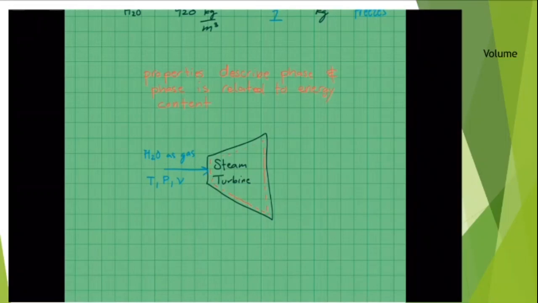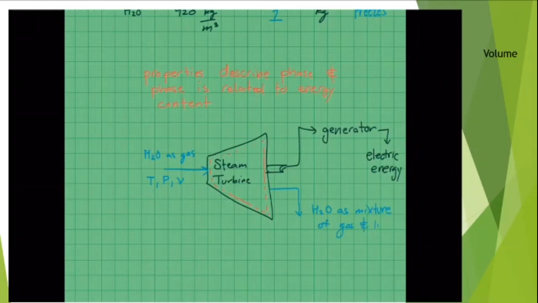a rotational kinetic motion. And then usually that turbine is connected, it's got a shaft that rotates, and that's going to be connected to a generator. And the generator converts that rotational motion, that kinetic energy, into electric energy. And so we've got this energy transformation process, and it all starts with the water going through the turbine. And when the water exits the turbine, it's probably going to be a mixture of gas and liquid phases.